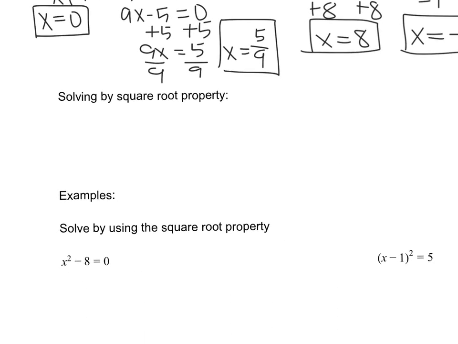Let's take a look at a method called solving by the square root property. When we solve by the square root property, the first thing we want to do is isolate the term that contains the squared variable. Then you're going to take the square root of both sides and solve. And you should always end up with two solutions when you use the square root property.